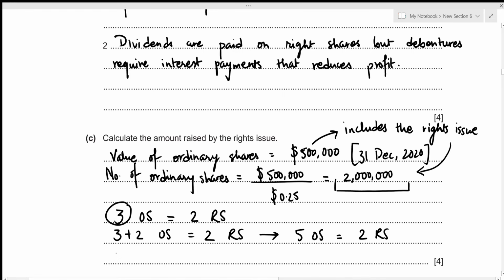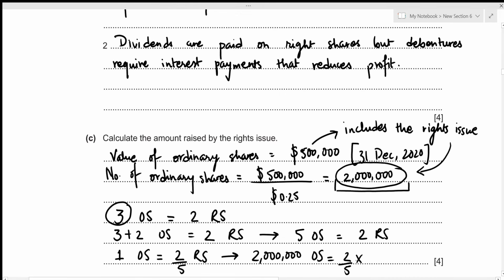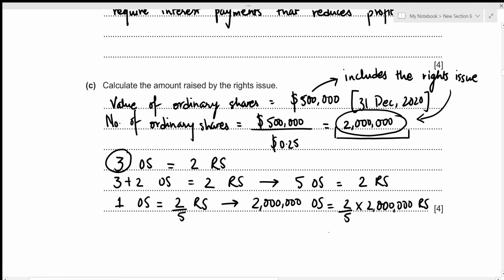Now, we'll use a simple unitary method. So for every 1 ordinary share, there are going to be 2 by 5 right shares. Now we will figure out the total number of right shares out of these ordinary shares. So for 2 million ordinary shares, there is going to be 2 by 5 into 2 million right shares. Now if you calculate it, we will obtain 800,000 right shares per 2 million ordinary shares. But we need to figure out the amount raised by the rights issue. So let's figure that out first.